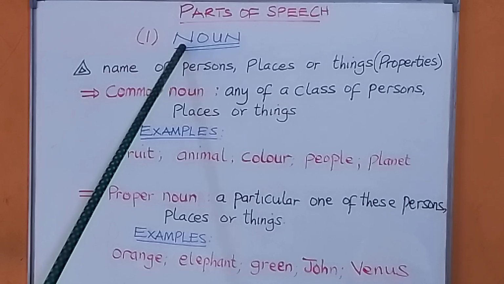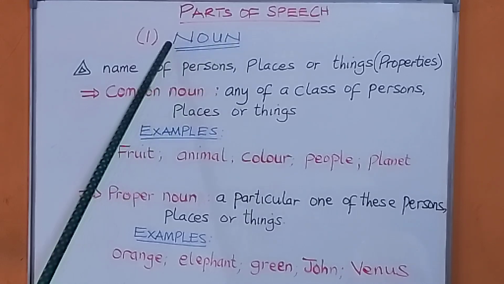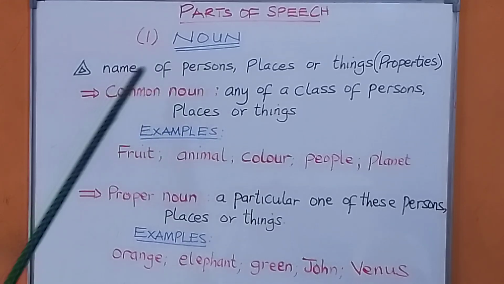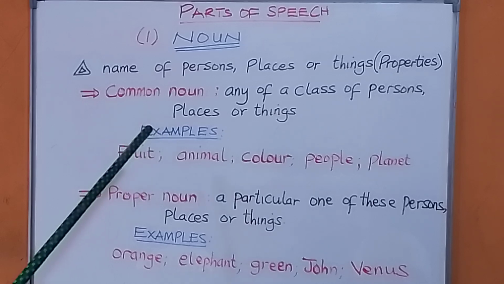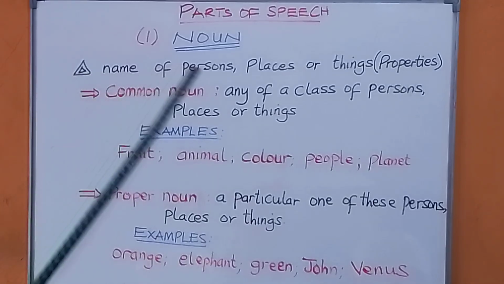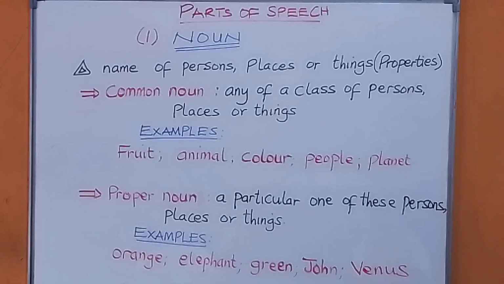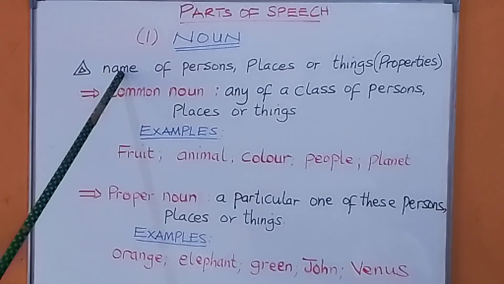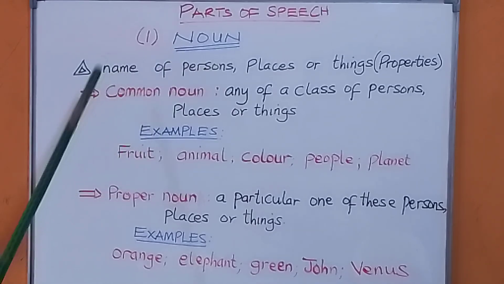So today we are going to look at the noun as one of the 8 parts of speech. What is a noun? Generally, people know that. A noun is a name. Whether it's the name of something you can see or the name of something you cannot see, it's a name.